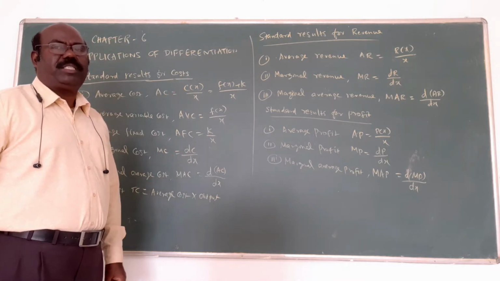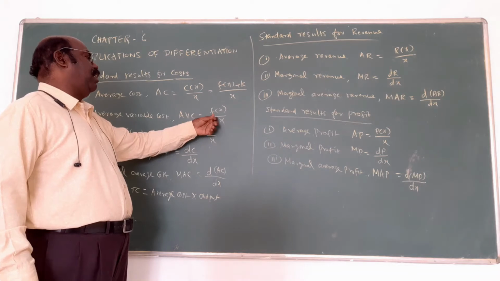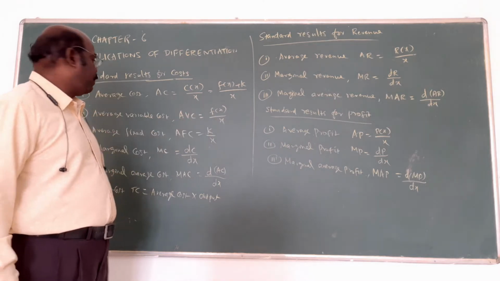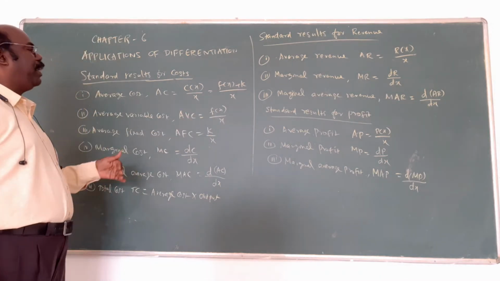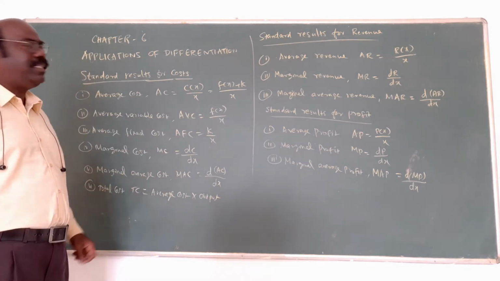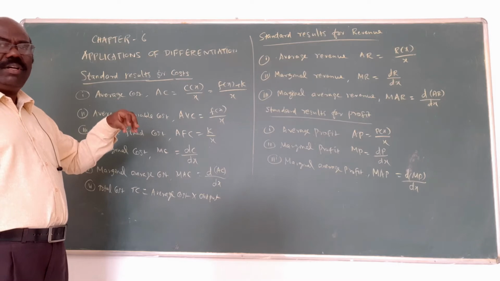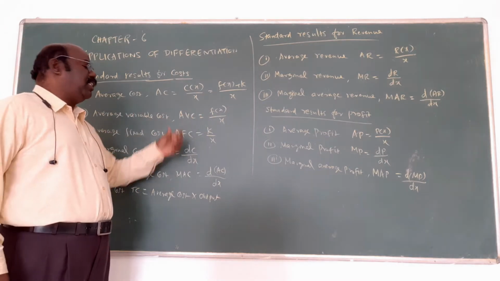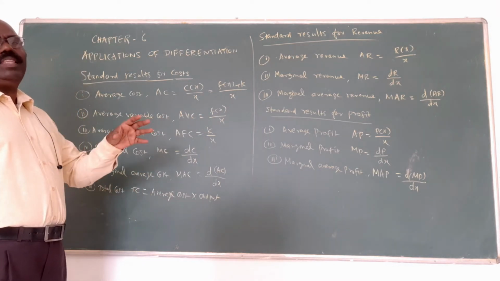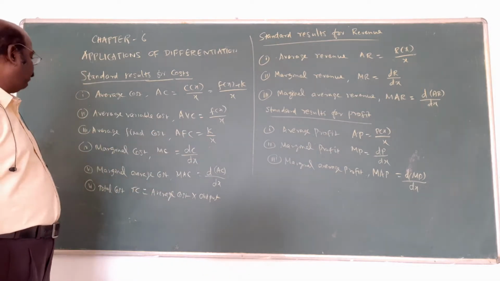x cube plus 2x squared plus 3x plus 2. 2 is the constant. Without the 2, there is f of x, which divided by x is called average variable cost. Then average fixed cost means the constant term by x. The whole thing by x means average cost. The term involving x, divided by x, means average variable cost. Then only the constant term by x means average fixed cost.